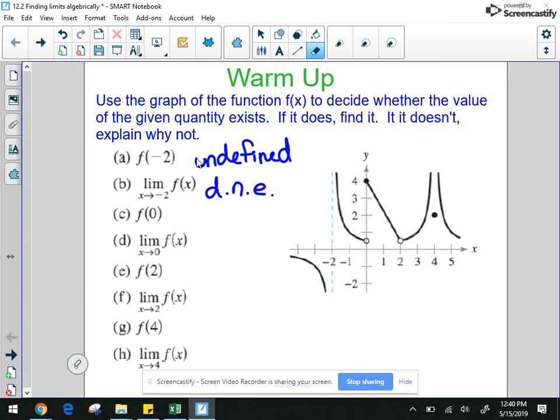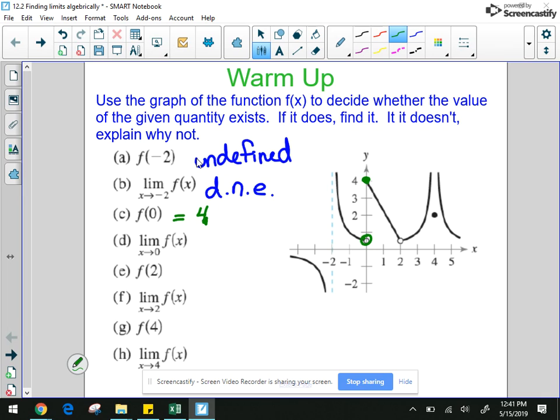Next question, f of 0. Again, looking at your graph, locate where x equals 0, which would be on the y-axis. You can see there are two different possible values here. This value has an open circle, indicating that value is not included. This point is a filled-in circle, indicating that that is the value of the function at x equals 0. So my answer, f of 0 equals 4.